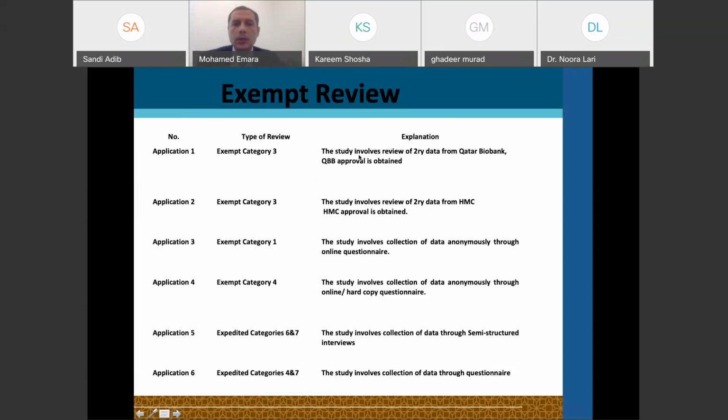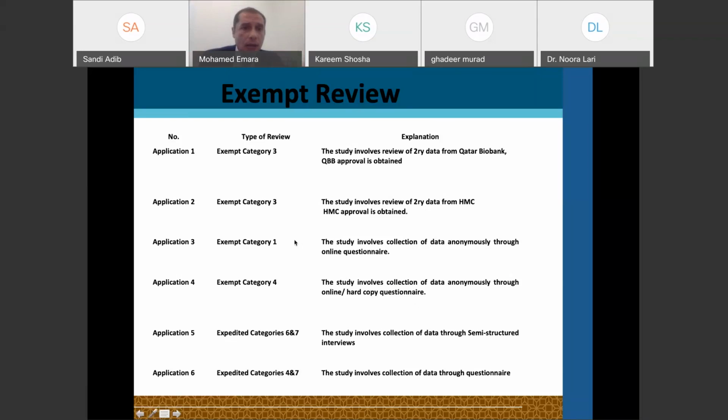If an application, for example, a study involves secondary data from Qatar Biobank, and we got an approval from Qatar Biobank, easy, exempt. Because we have this data, there is no risk or harm to the subject, and you have approval from QBB. Same thing from HMC: you have an approval from HMC, you're getting secondary data, you're involving anonymous, unidentified data collection. And remember, the data I'm talking about are unidentified, coded, and so forth. Some semi-structured interviews for the collection of data might also fall in this category.